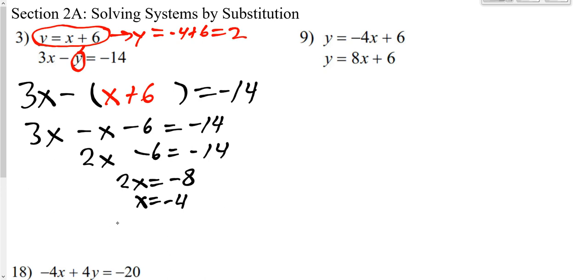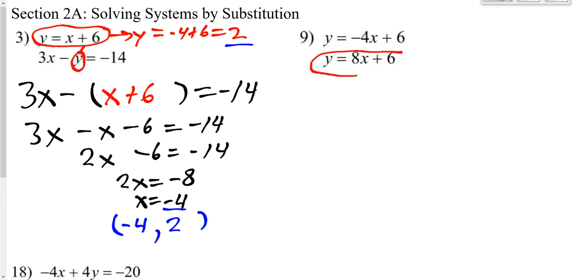So my answer I need to write as the coordinates of a point. Remember, your coordinates are always x, y. So it's my x right here, negative 4, followed by my y right here, which is 2. So on a problem like this, we could just plug it in. Now we can do the same thing right here.